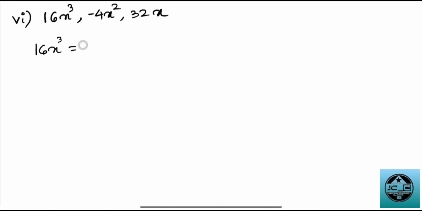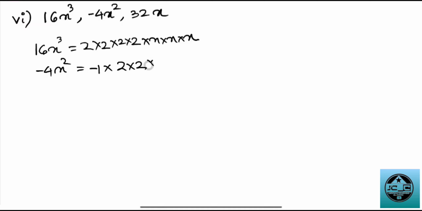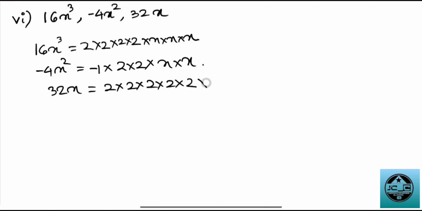16x cube has the factorization as what? 2 into 2 into 2 into 2, 16 into x into x into x. Clear? Then minus 4x square. Often students commit a very little mistake here by taking directly minus 2 into 2. No, that should be minus 1 into 2 into 2 into x into x. Clear? And 32x has the factorization as 2 into 2 into 2 into 2 into 2, right? 2 2 is 4, 4 2 is 8, 2 is 16, 2 is 32, 4 into x.